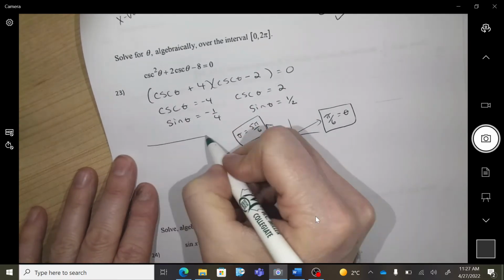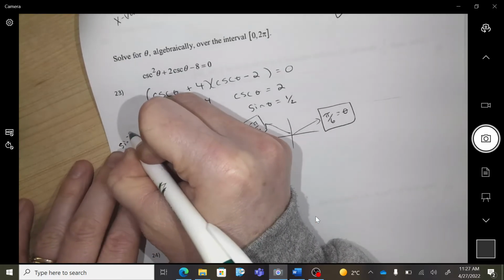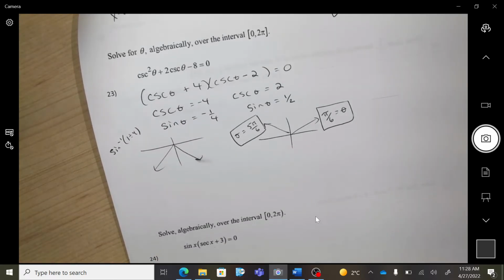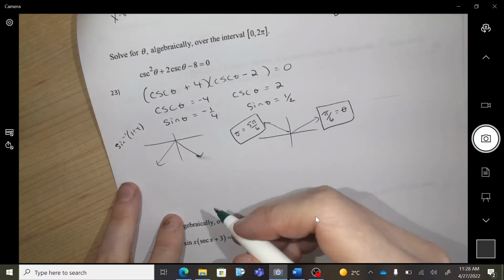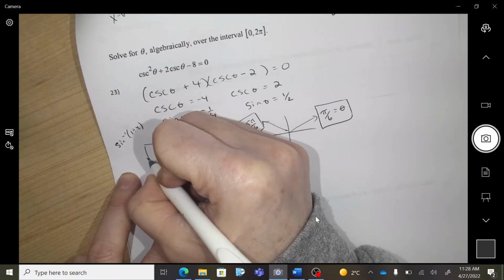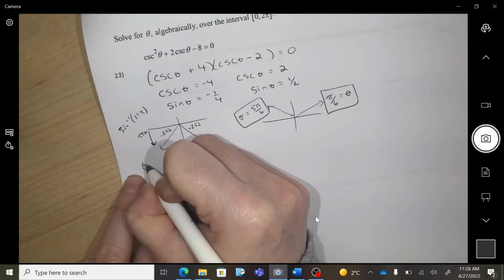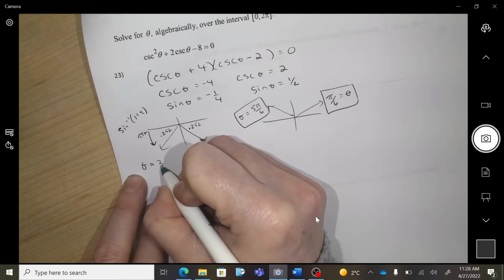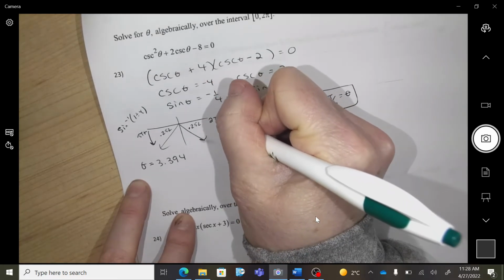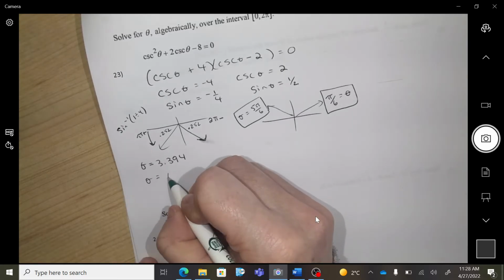Then this is not on the unit circle, so I'm going to go into those quadrants. I'm going to sine inverse a quarter. And when I do that, I'm going to get 0.252, obviously still keeping on my calculator. So pi plus that number is 3.394, and 2 pi minus that number is 6.031.